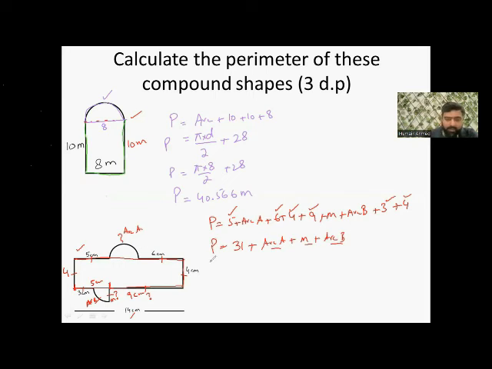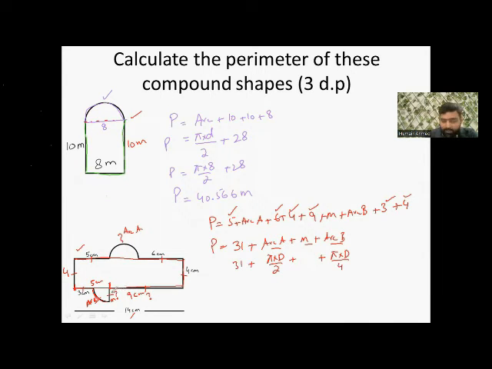So arc A, you can see arc A is part of a semicircle, and the rule for a semicircle is pi times d divided by 2. And we'll discuss M later. First arc B. So arc B, you can see this is a part of a quarter of a circle. So that means the rule for this one is going to be pi times d, quarter means divided by 4. Now 31 will remain as it is.